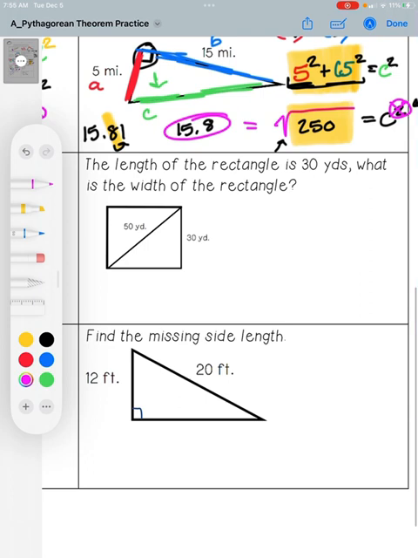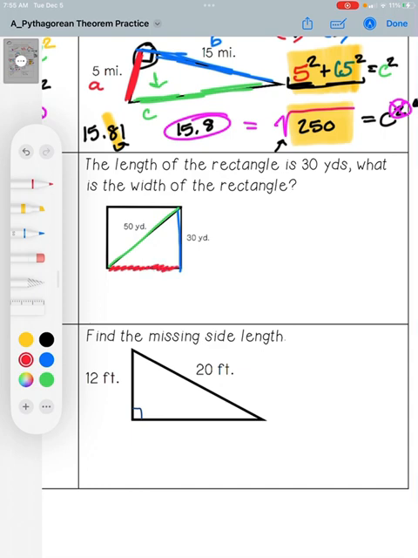Next, we have the length of the rectangle is 30 yards. What is the width of the rectangle? Okay, so that doesn't seem like enough information at face value, but when you look at the picture, they have not only the width labeled, but also the diagonal is labeled. Okay, now I know that this looks like it is a rectangle, and I want to know its width, so I'm really curious about this piece here.